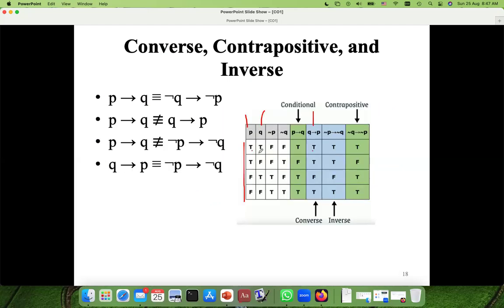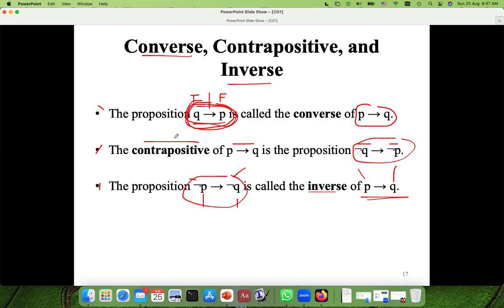So here, Q would be true and P would be F. Then this would be false. Clear? Yes. Because here Q is on the left side and P is on the right-hand side. In this case, is Q the hypothesis? In this case, Q becomes the hypothesis. Yes, it is a hypothesis. And P is the conclusion.